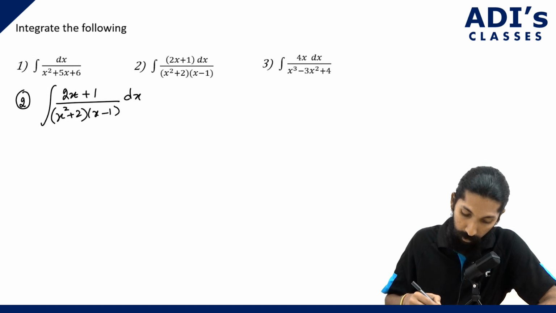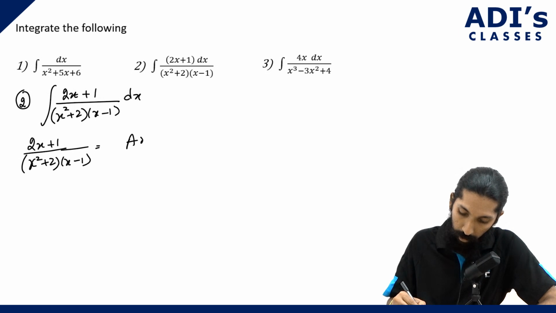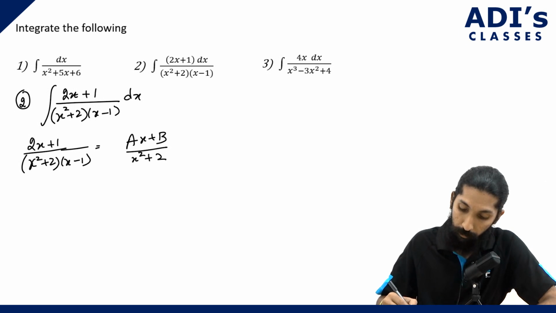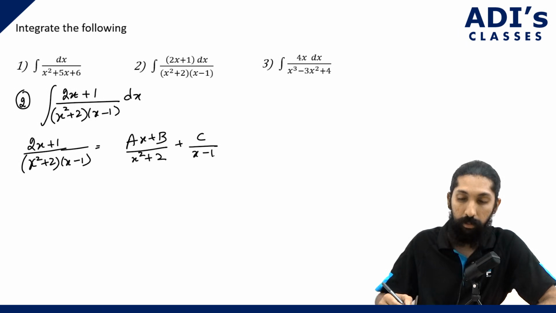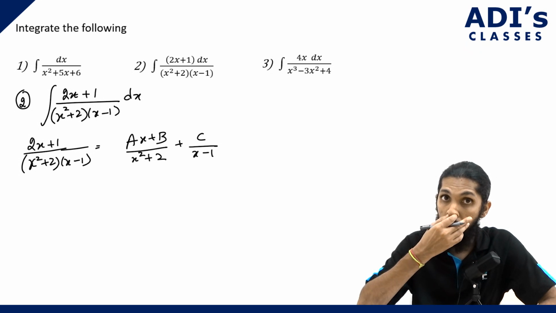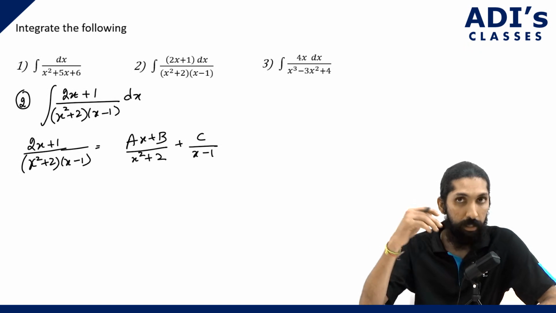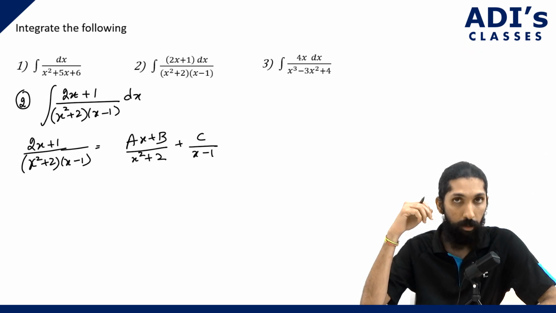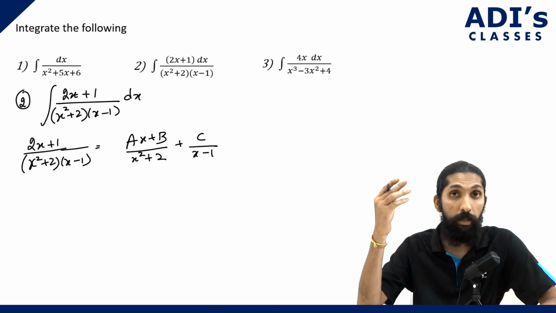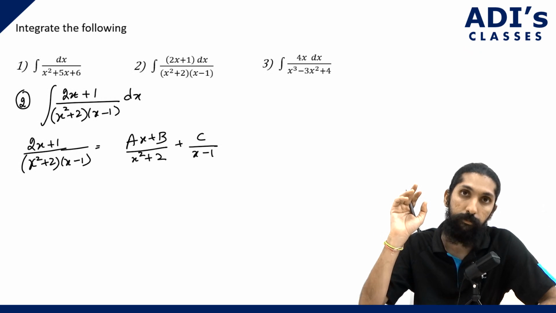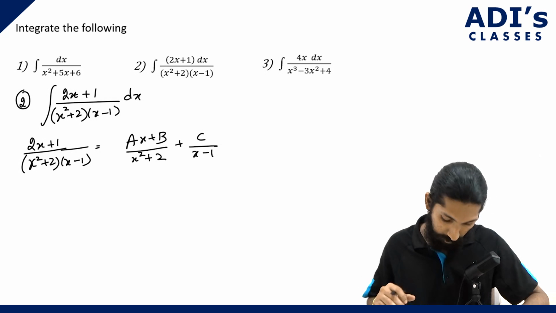So now what do we have? Numerator 2x plus 1 by x square plus 2 into x minus 1 equals ax plus b by x square plus 2 plus c divided by x minus 1. So whichever cannot be split, we take it as ax plus b. Since the first one cannot be split, ax plus b. Second one is just a linear polynomial, so it's just c. Fair enough? Take LCM.